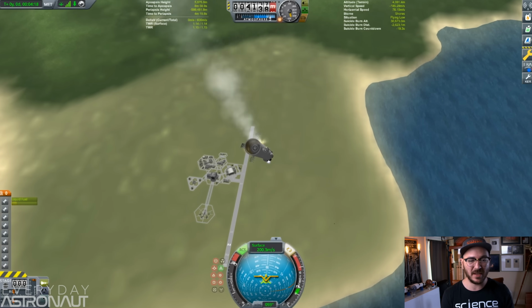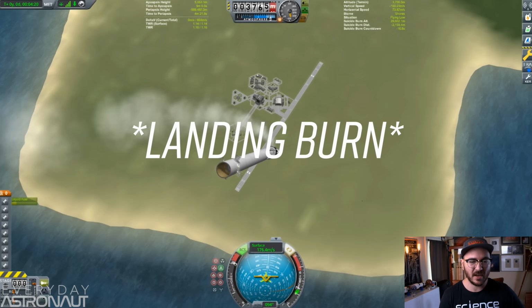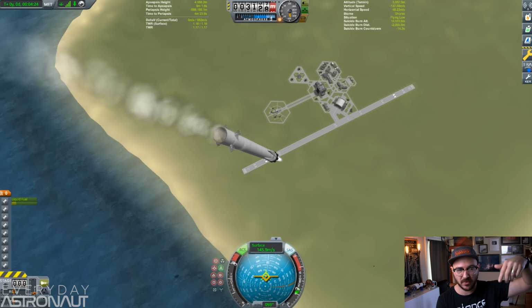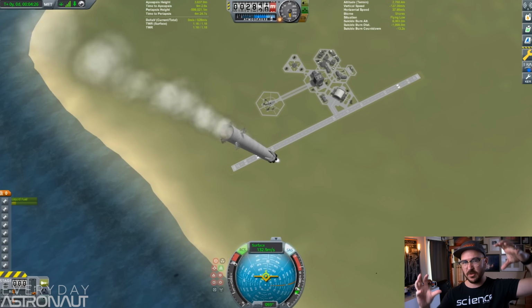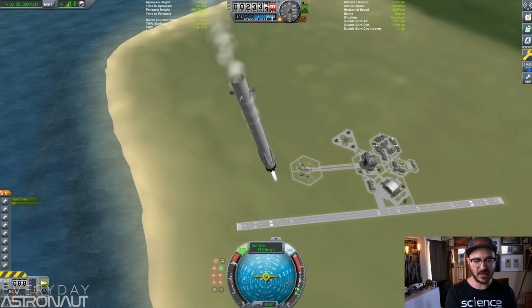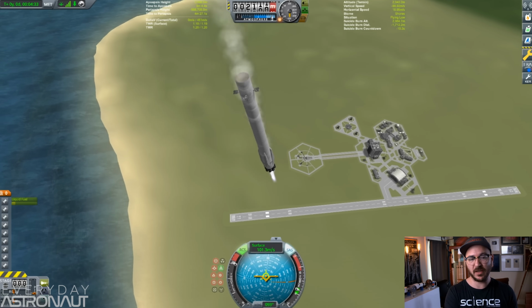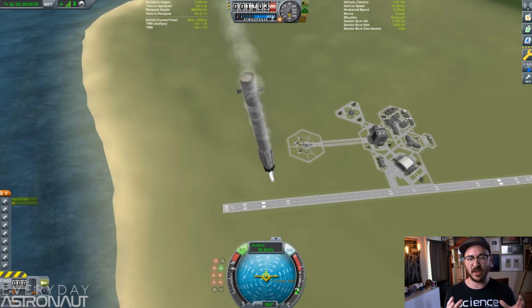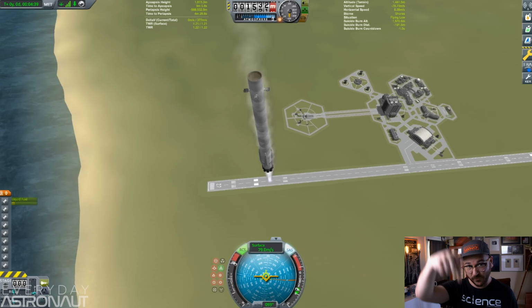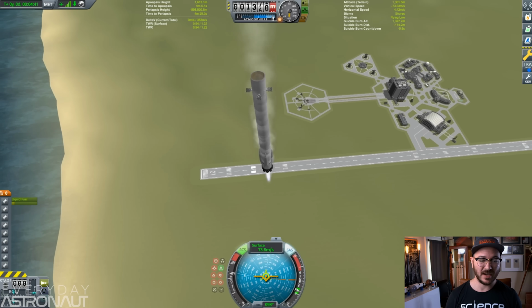Now, this is where I began the entry burn. And in this case, I scrubbed off a little bit of extra vertical velocity by using that engine gimbal to tilt it a little bit more. But now I'm just following the retrograde. I'm following the exact trajectory, and that way it'll scrub off the horizontal velocity, but it's also scrubbing off the vertical velocity. And I'm just eyeballing this.